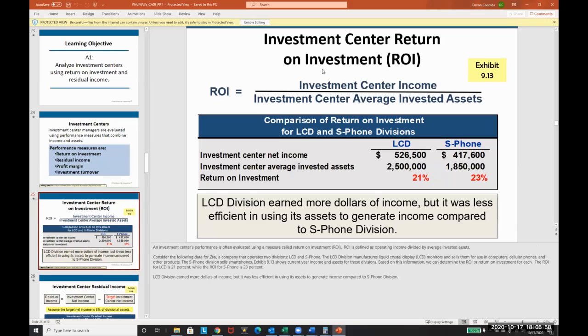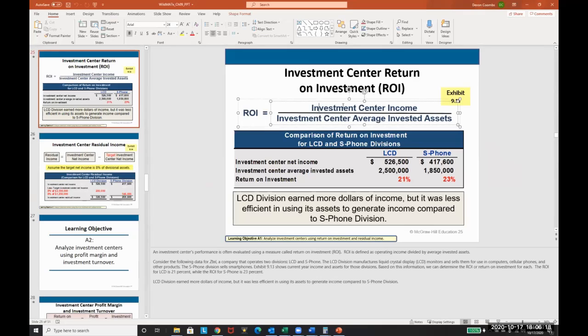Return on investment, ROI. This is talked about in Shark Tank all the time. What's your ROI, right? We need to know ROI. So what is ROI? It's our investment center income divided by our investment center average invested assets. So we could just take away investment center here, and put income over average assets, still ROI. What is our income compared to our average assets?